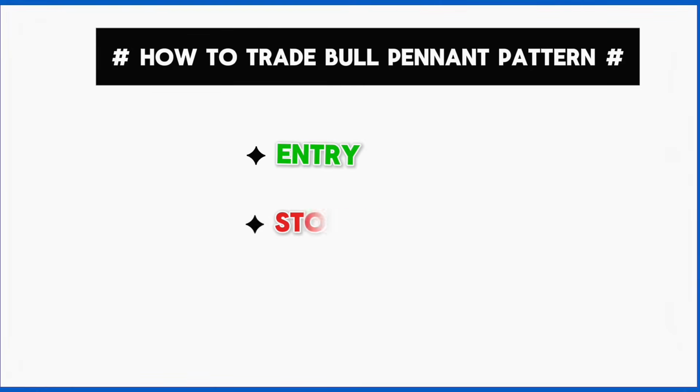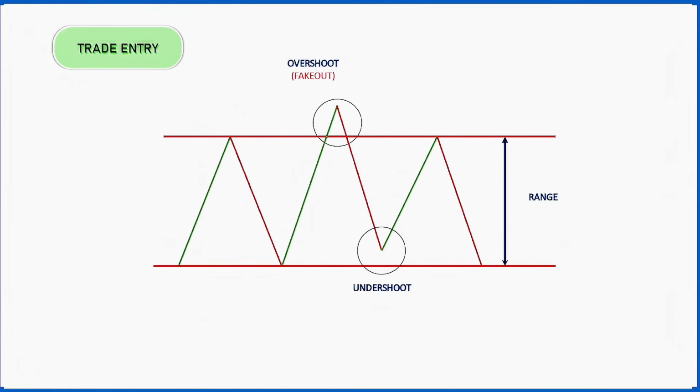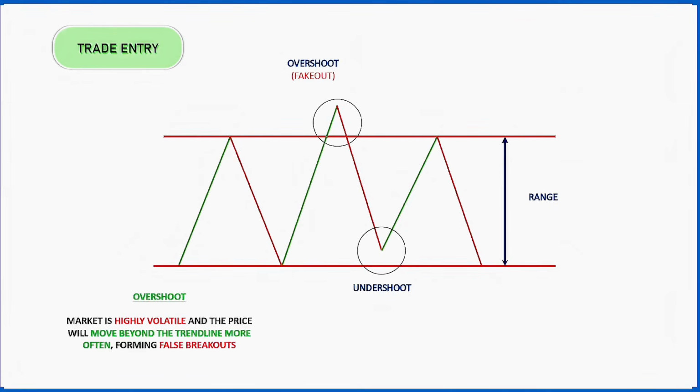Entry, stop loss, and target criteria. One of the costliest mistakes traders make with pennants is entering too early. A pennant can feel like a tight range, but during the pullback, the price may still overshoot or undershoot the trend line. Overshoot, when the market is very volatile. Price fakes out above or below the trend line multiple times before the real breakout happens. Undershoot, the opposite. Price doesn't fully retest the trend line every time, which can trick you into thinking the breakout won't come. Being aware of these two behaviors helps you time your entry much better.